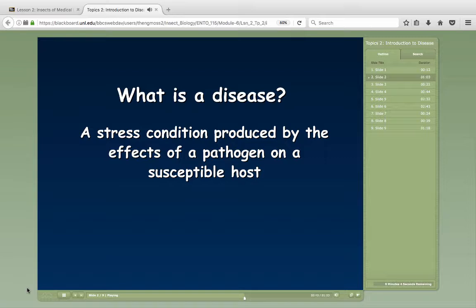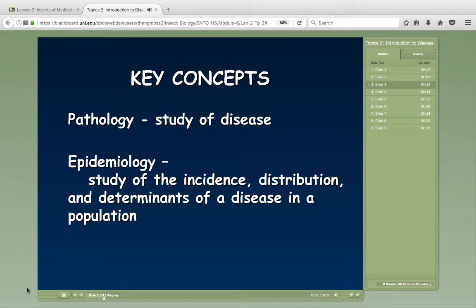You can have two different people exposed to the same pathogen, and in some cases, you'll have full onset of a particular disease because that person was very susceptible. In other cases, someone will not really even realize that they're sick, even though they have the presence of that pathogen in their system. So a disease is a stress condition produced by the effects of a pathogen on a susceptible host.